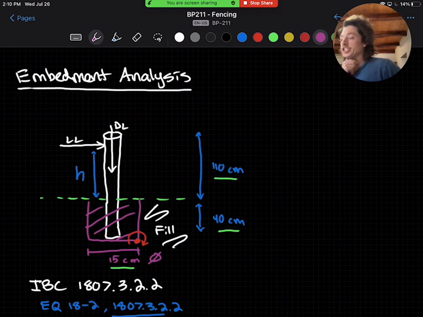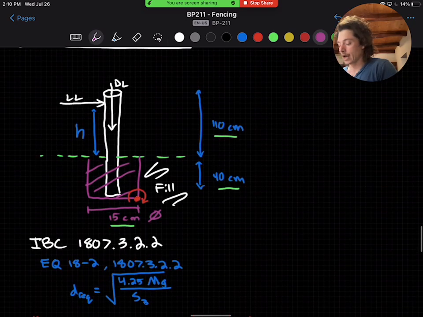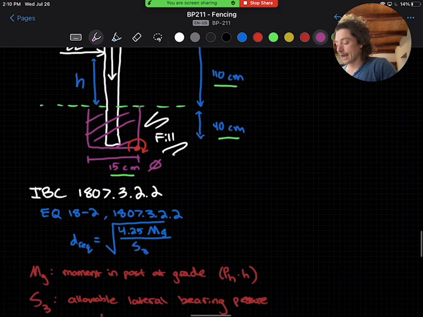1807.3.2.2, equation 18-2, gives a governing equation for the depth of embedment required to resist lateral loads, where lateral constraint is provided at the ground surface. And I've drawn this all out in a diagram here for you, and that D required is in blue at the bottom. In this case, P is our force at height h, or that's just going to equal mg, P times h.